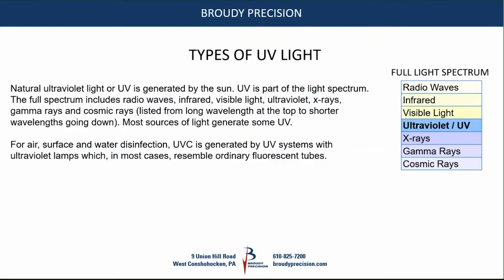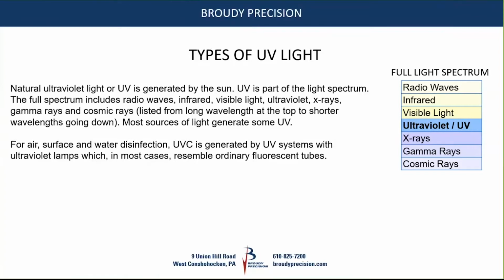I then wanted to talk a little bit about the technology. So we have different types of light that are available to us. Natural ultraviolet light, or UV, is generated by the sun. It's part of the light spectrum. So the light spectrum is shown on the right here. Everybody's kind of heard of most of these different waveforms: radio waves, infrared, visible light, ultraviolet, X-rays, gamma, cosmic rays, and they're listed from long wavelength at the top to the shorter wavelengths at the bottom of the list there.